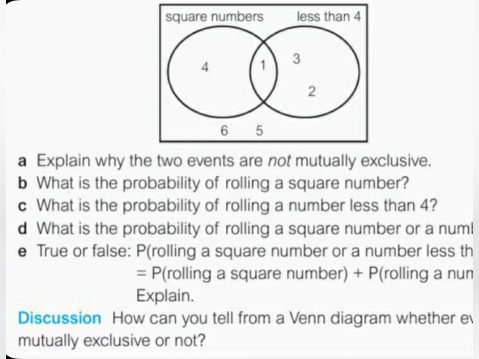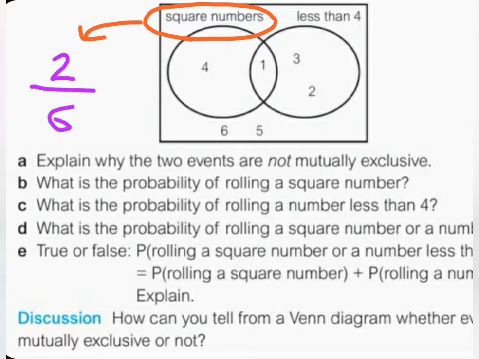Now, question B. What is the probability of rolling a square number? Now let's talk about square numbers here. What's the probability of rolling a square number? As you can see here, we have two square numbers. So the probability of rolling a square number is 2 out of 6. Very good. Because we have 2 and all of them are 6. So the probability is 2 out of 6.